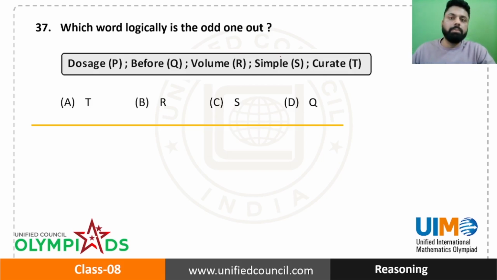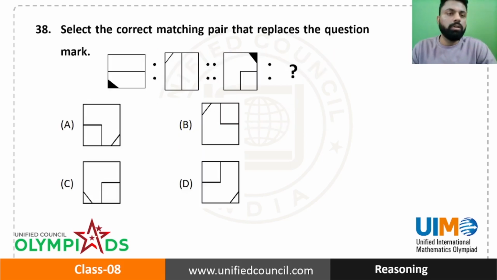Now except simple, all others have alternate vowels. But in simple, this is P, not a vowel. So S, that means the option is the correct answer. Because we are not able to find out something logically that we can separate out one of the terms from the other four. So this is one more logic.